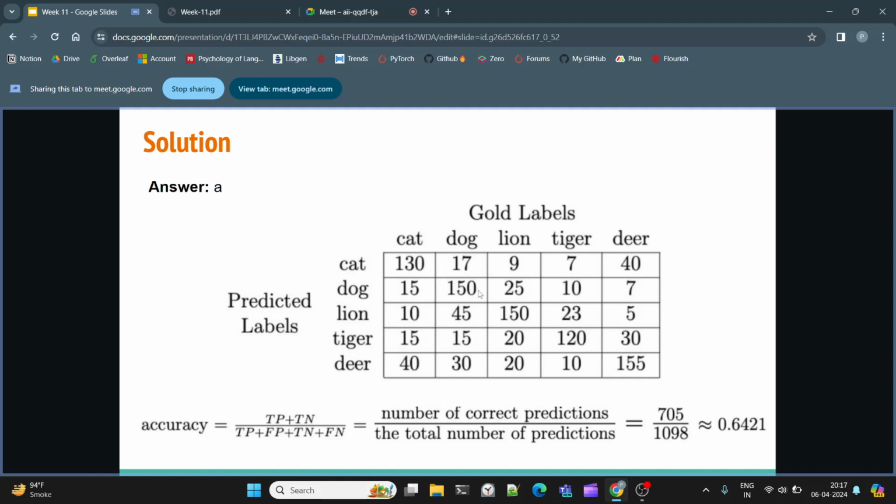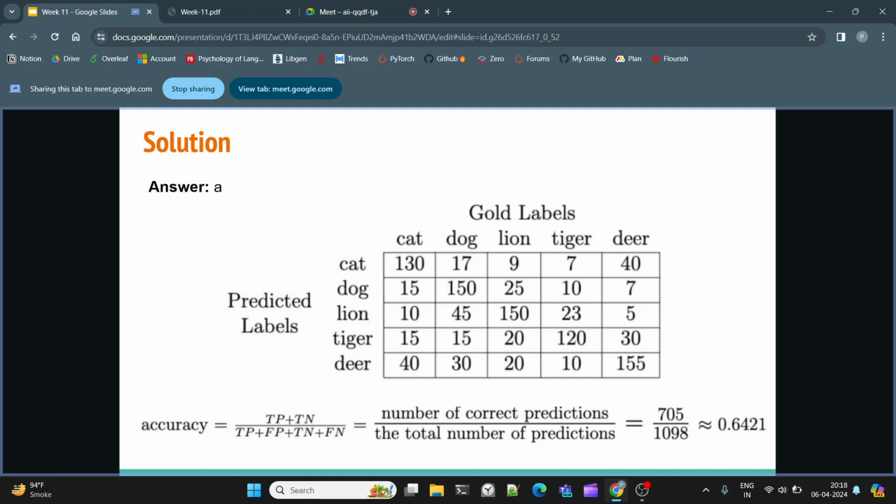So 130 plus 150 plus 150 plus 120 plus 155 gives you 705. And if you sum all the numbers in all the cells, that gives you 1098. You simply divide, and you get 0.6421. So that would be the accuracy.